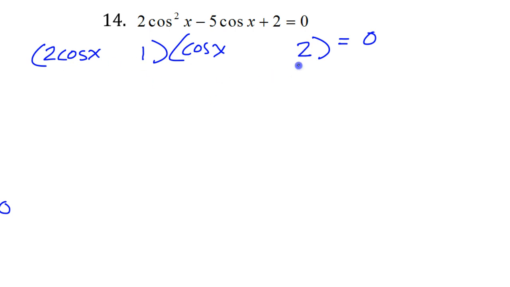Inner plus outer must equal middle. Inner, I have 1 cosine x. Outer, I have 4 cosine x. I'm shooting for a middle of negative 5 cosine x. That will happen if both of these are negative. So negative and negative. Also, negative 1 times negative 2 is positive 2, so it works.